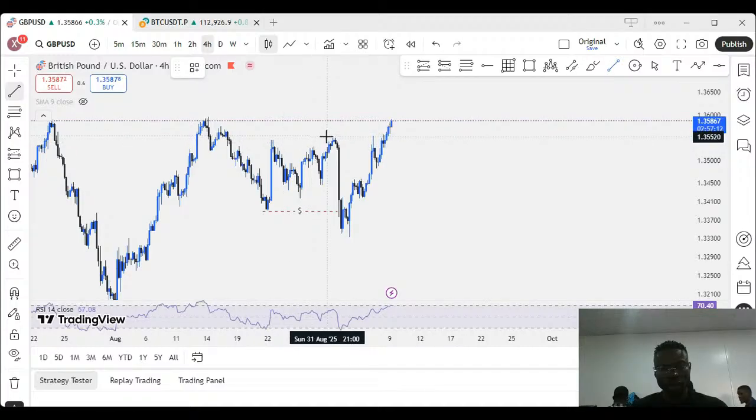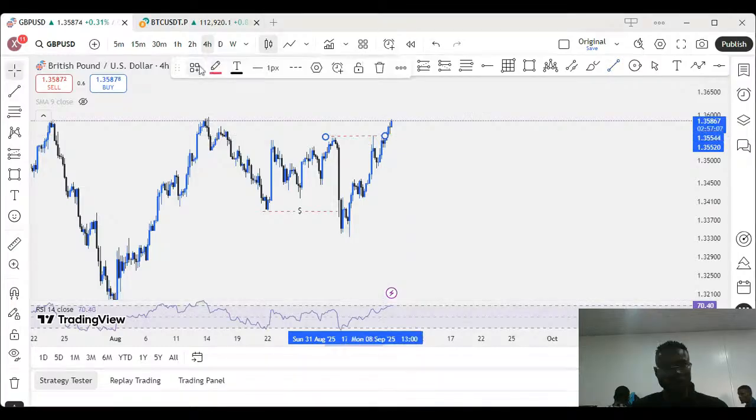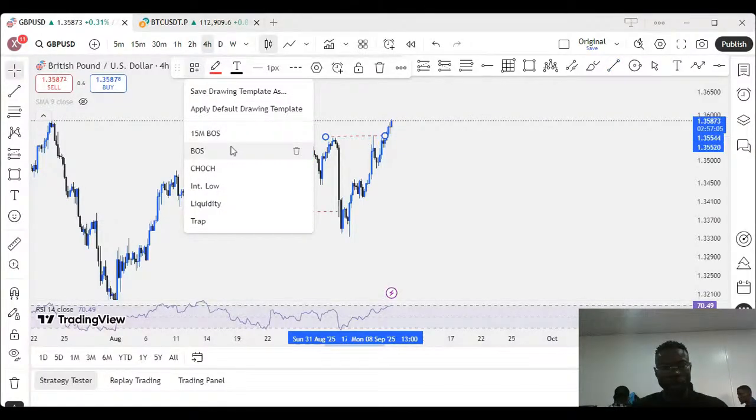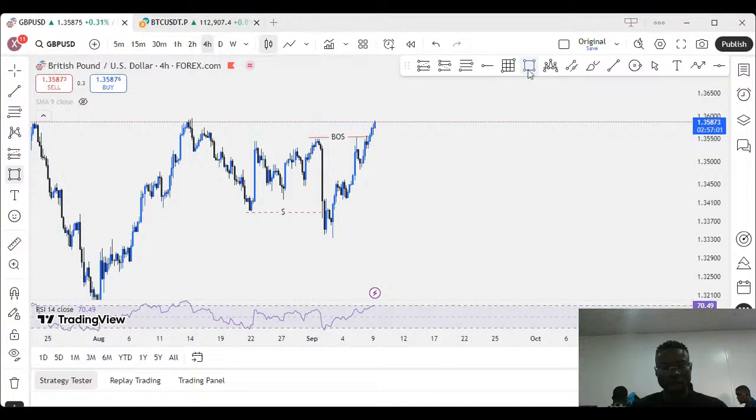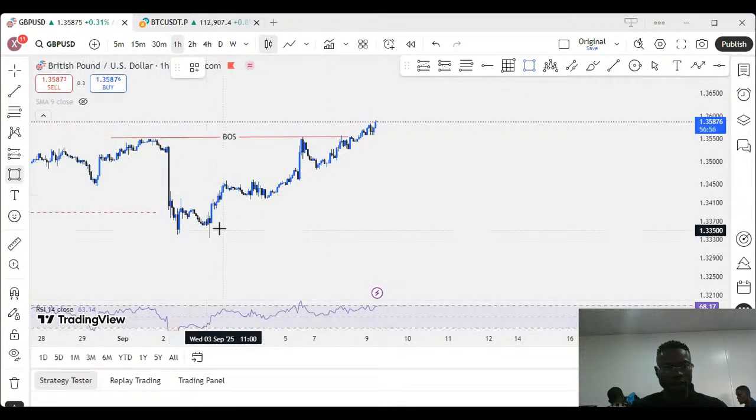So the question is, where is the other block that broke this structure here? This is the break of structure. Let me go to 1 hour for us to have a clear view. Yeah, this is the other block here.